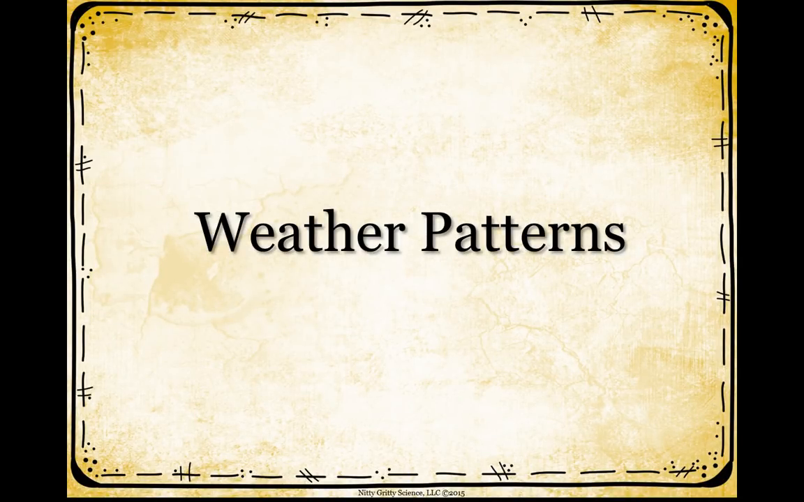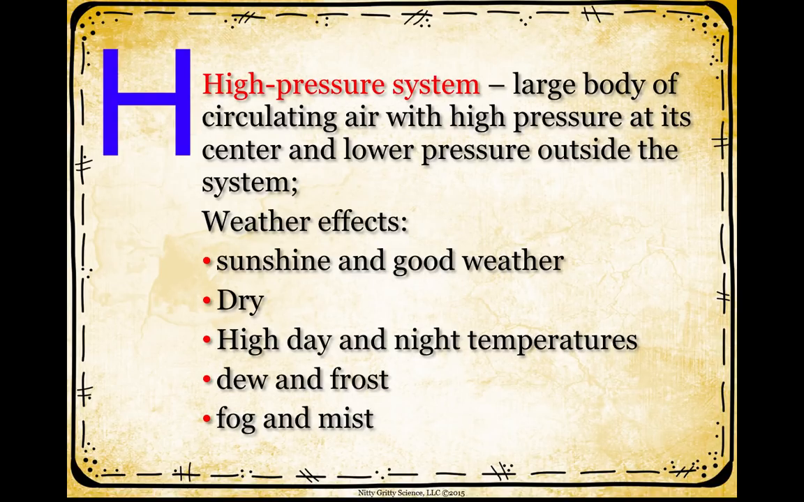Weather patterns. Okay, so we've been talking about climate, and now we're going to head to weather. So the first thing we're going to look at is a high pressure system. A high pressure system is a large body of circulating air with high pressure at its center and lower pressure on the outside. Please make a note in your notes that a high pressure symbol is a blue H on a weather map. So please write that in your box within your notes of the high pressure system.